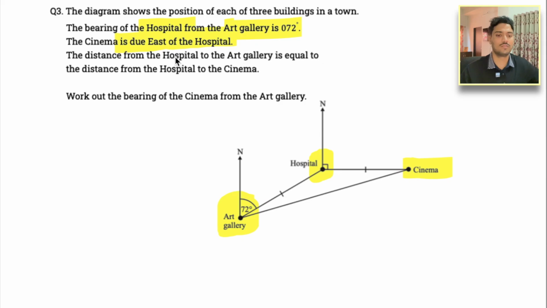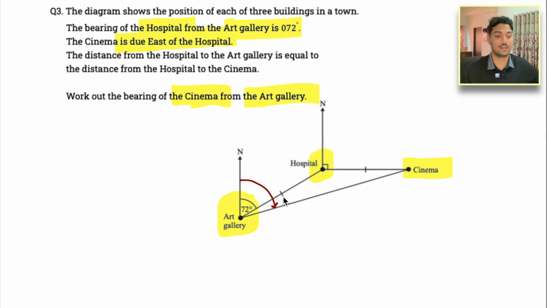The distance from the hospital to the art gallery is equal to the distance from the hospital to the cinema. So that is exactly equal. It says work out the bearing of the cinema from the art gallery. That means we have to find this angle.